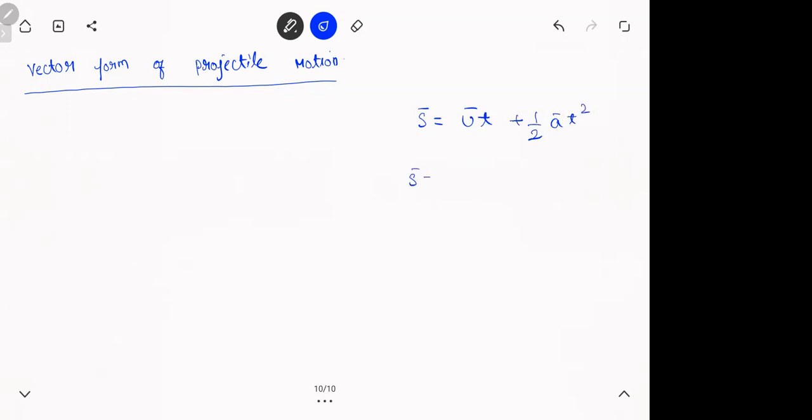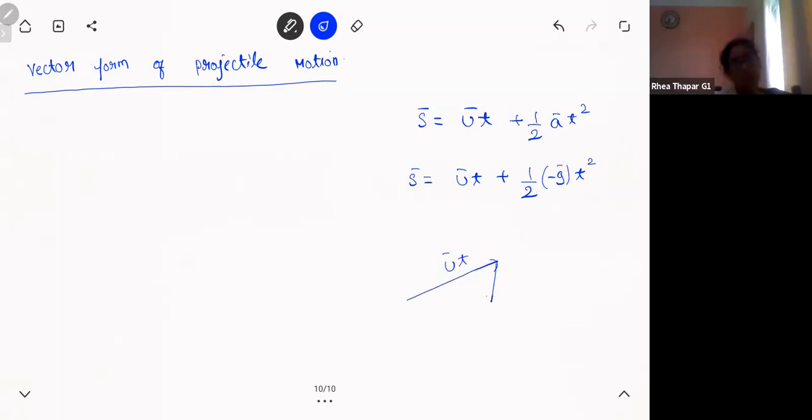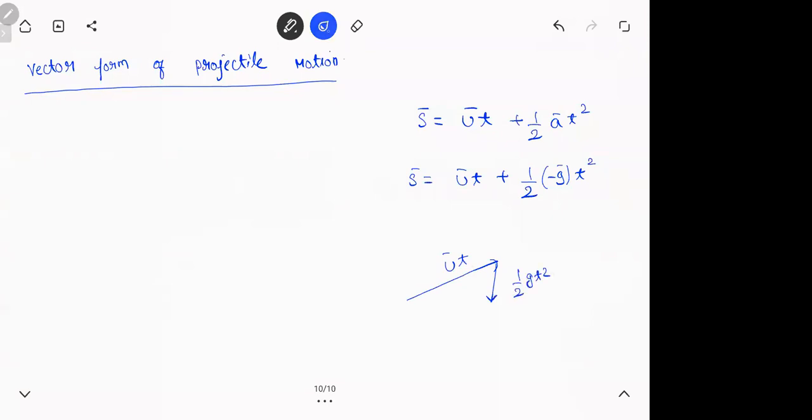So here you can write S bar as u bar into t plus half into minus g t square. If there are two vectors, u bar t, and a vector half g t square, remember the triangle law? The triangle of vectors says if two vectors are added, then the resultant vector is from the remaining tail to the remaining head. This is S bar. Triangle of vectors. So this is also the principle of superposition.